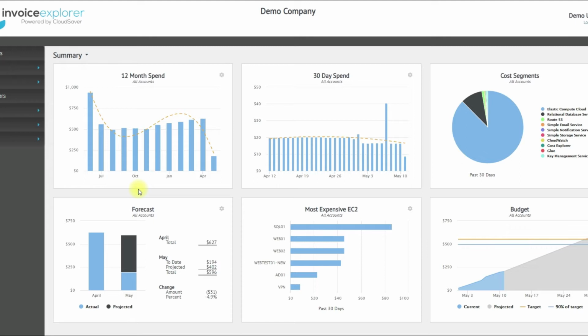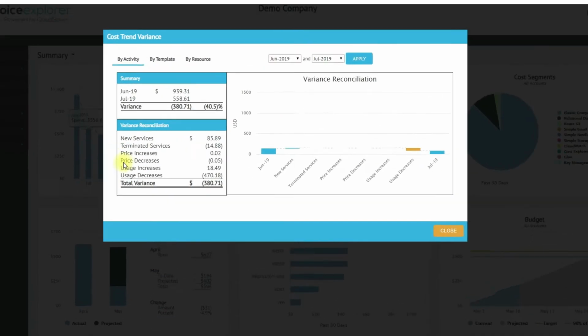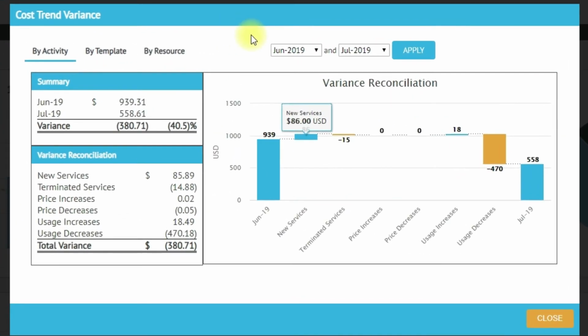For example, let's take a look at this 12-month spending chart. You can see that there's a significant decrease in spending from June until July. And the obvious question is, why? What's going on that's causing the invoice amounts to decrease? Well, with InvoiceExplorer, it's super easy to find out. You can simply click on the July column, and we'll bring up a full invoice variance analysis.